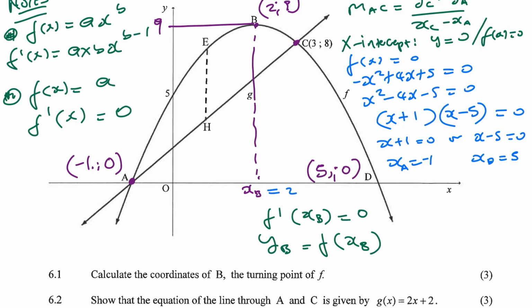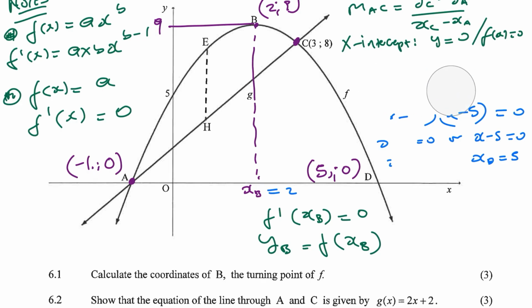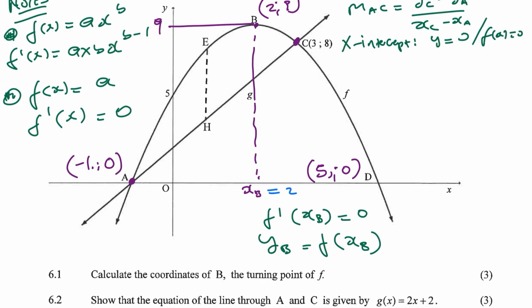Now you have A and C. Not the A and C, the corrupt bunch of losers. You've got A and C. Now we're able to find the gradient of A and C. So what is the gradient of A and C? What is the y value of C? It's 8, and the y value of A is 0, right? The x value of C is 3, and what is the x value of A? -1. So we have -1.